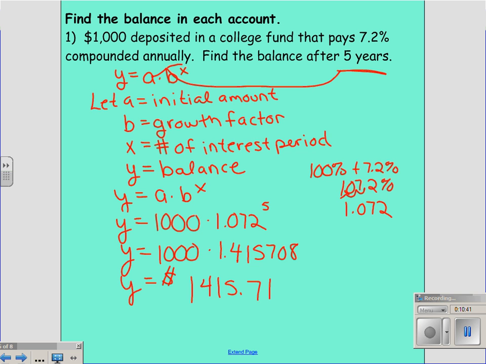$1,415.71. So after 5 years, we have gained a profit of what? $415.71. By adding 100%, we didn't just figure out the interest, we included the initial amount rather than trying to find the interest and then go back and add it later. So we simplified our life by putting it in the original formula.